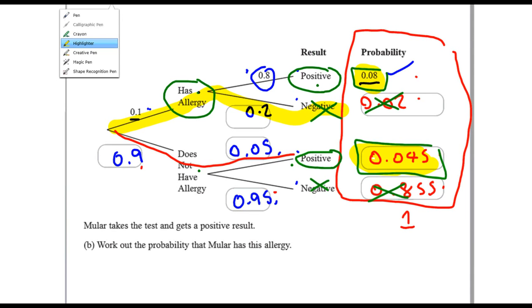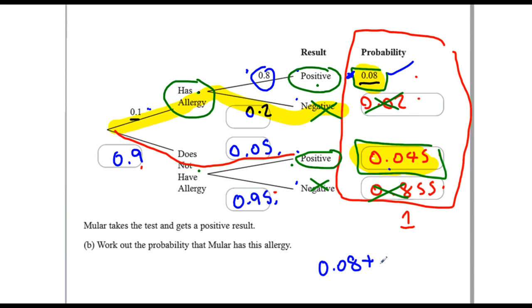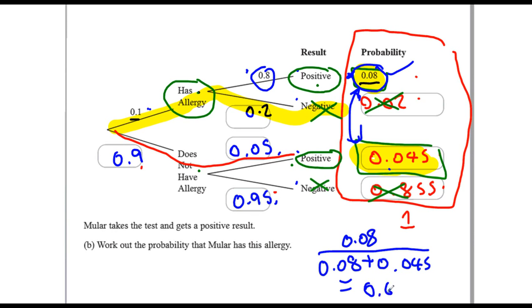Okay, so what do all the total possibilities add up to? Well, it's 0.08 plus 0.045. They're the only possibilities, so that's going to go on the bottom. And we want to know about this one out of both of them. So 0.08 over them both added together. If you type that into your calculator, you can get it to look like that again with the fraction button: make sure it's all on the bottom row, 0.08 plus 0.045, and that should give you 0.64, which is your answer for the probability.